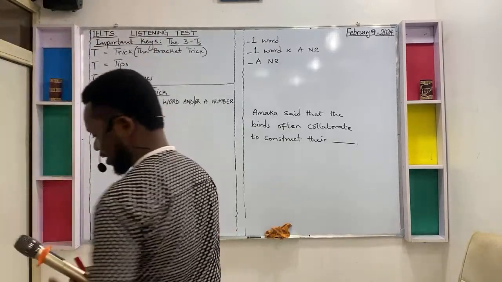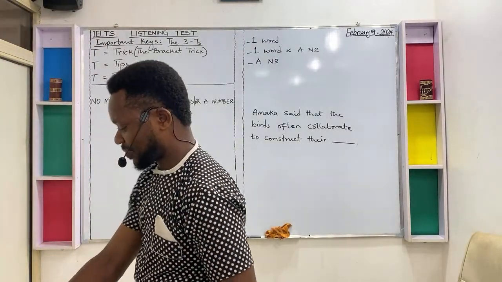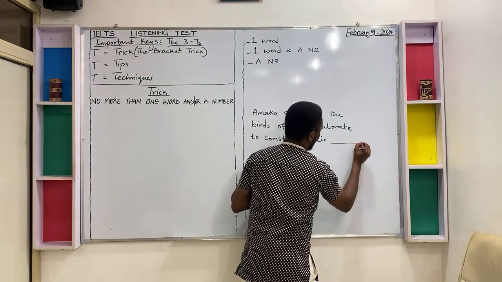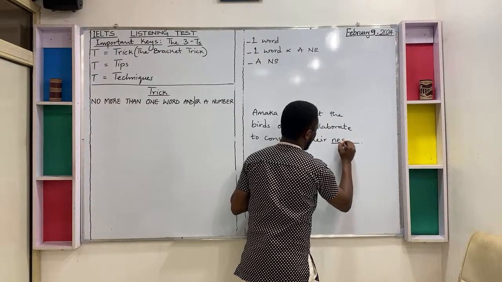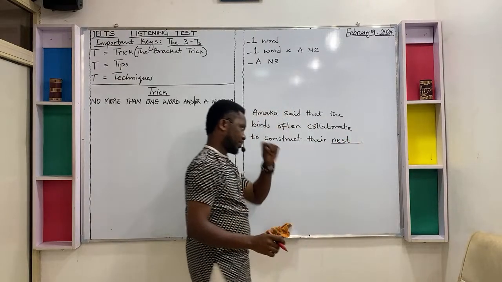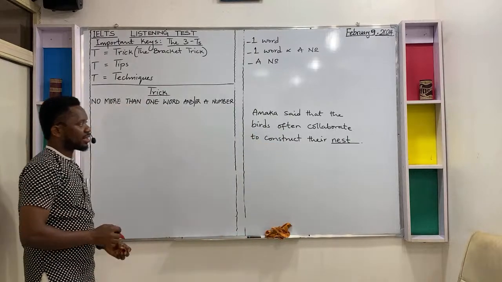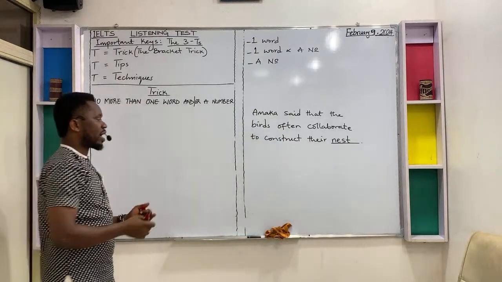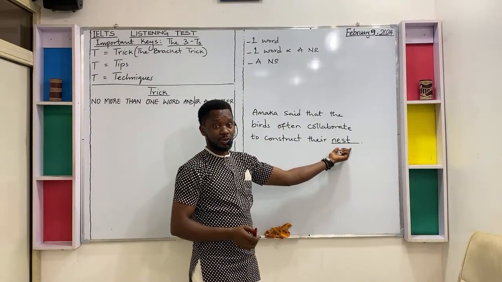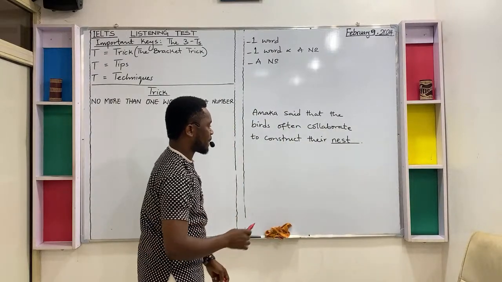So please, spell next so I can write. N-E-S-T. Perfect. So here is the answer to the question. Now when you write this on your answer sheet, this is the only thing you have to write. Is that correct? On your answer space for number 1.